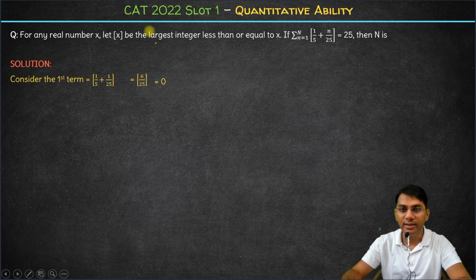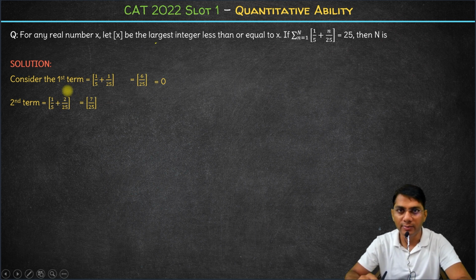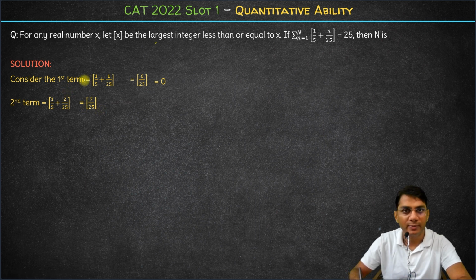Similarly, the second term will come out to be [1/5 + 2/25]. Once you take the LCM, this becomes [5/25 + 2/25], so this becomes 7 by 25. Again, 7 by 25 is a number between 0 and 1. It's 0 point something, so again the square bracket of 0 point something will be 0. So the first term is 0, the second term is 0.